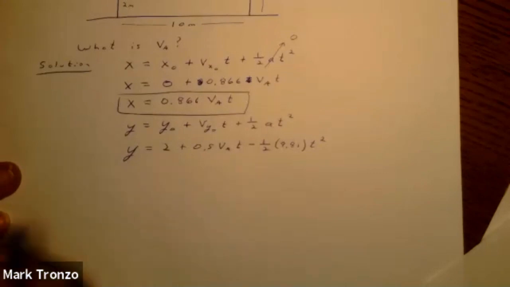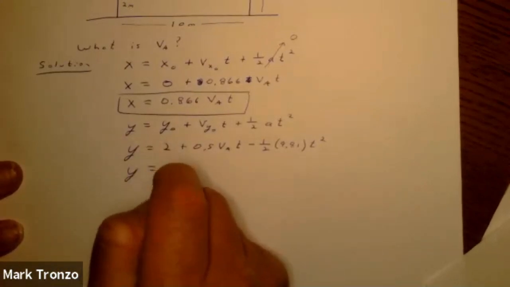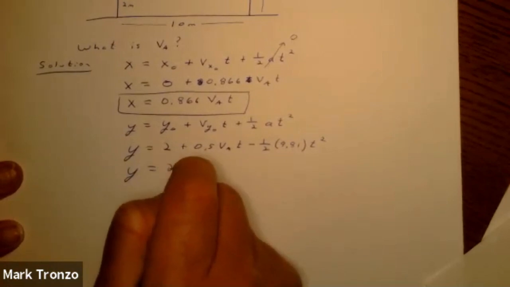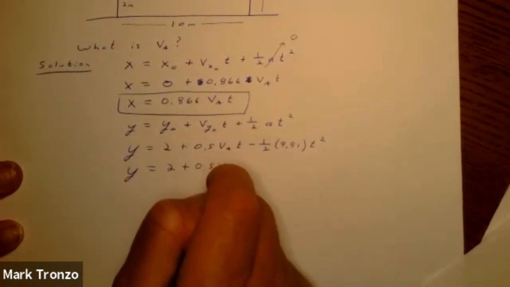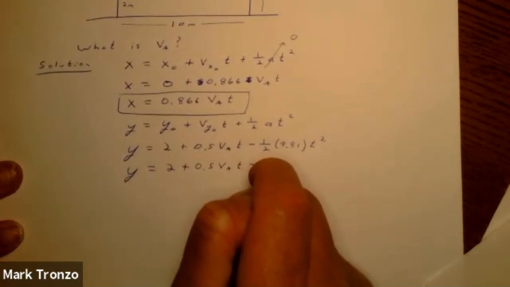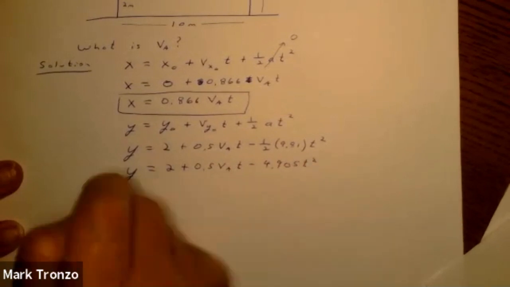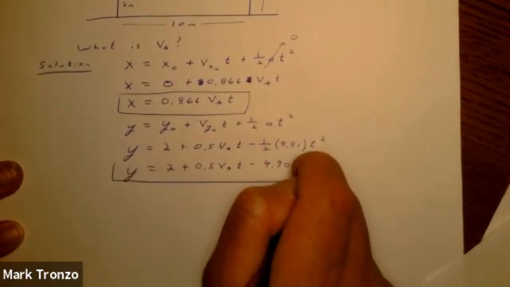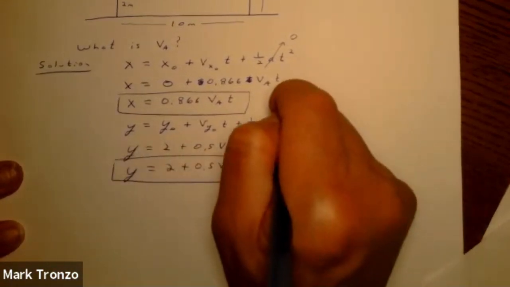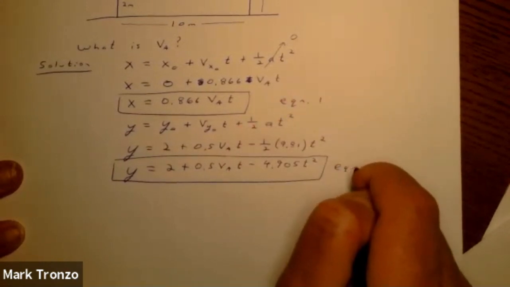Once again, we can clean up just a little bit. We can get rid of the half, so it becomes minus 4.905 t squared. So let's call the x equation 1 and the y equation 2.